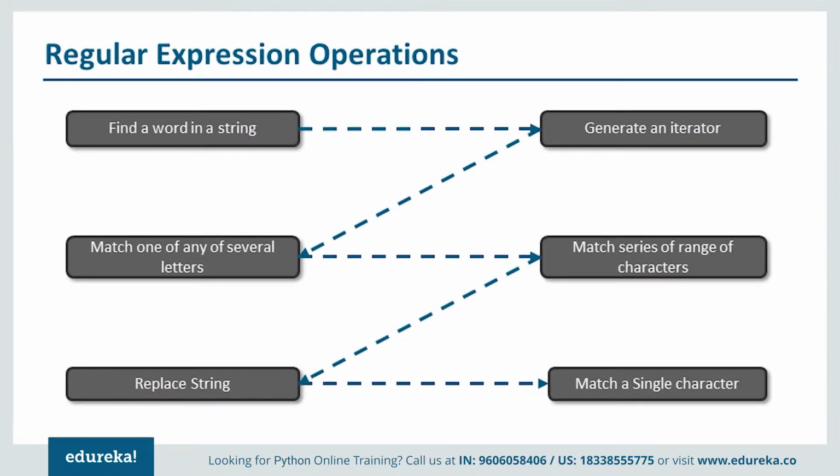Typical operations of a regular expression go this way. First of all, you find a word in the string, so you generate an iterator which will find that particular keyword or word from the string. You can match one or many letters. You can search for a series of characters, one by one, or match on the basis of different characters. Once it's found, you will be able to replace the string. Then the whole process goes on again and again. This is how a regular expression is used to find some string and then replace it whenever required.